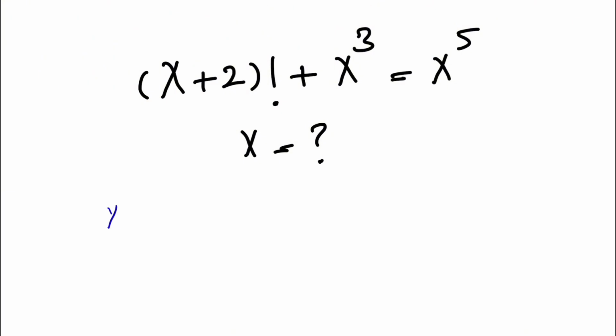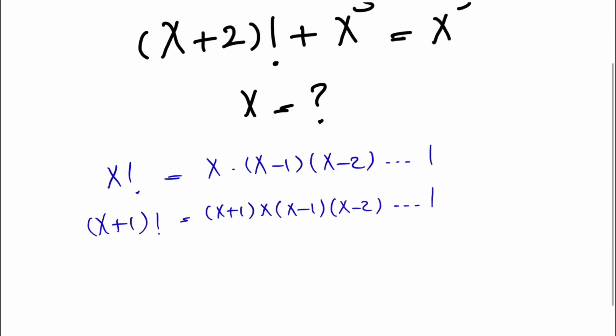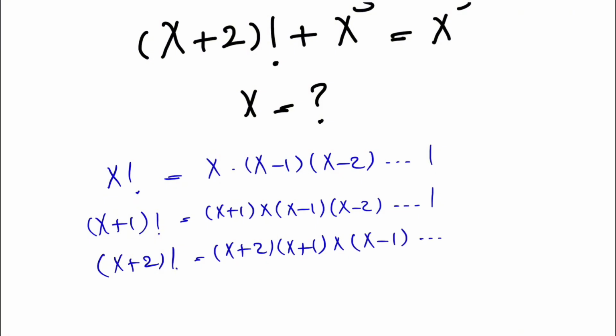When we have x factorial, we know this will be equal to x times (x minus 1) times (x minus 2), and this is going to go on until we get to 1. And obviously when we have (x plus 1)!, we have the same thing. We're going to start with (x plus 1) times x times (x minus 1), (x minus 2), and same thing. And here we have (x plus 2)!, which will be (x plus 2) times (x plus 1) times x times (x minus 1), and so forth, and we have our 1 at the end of this.